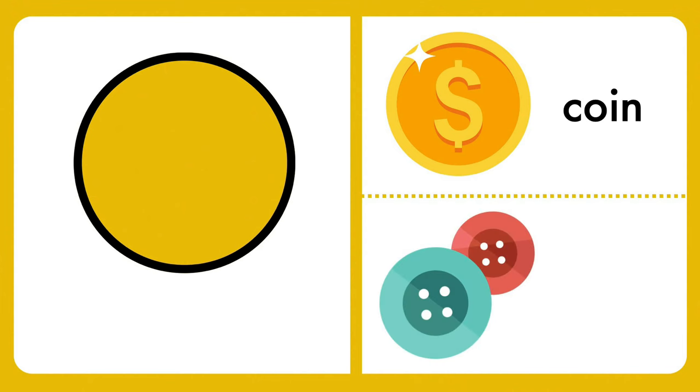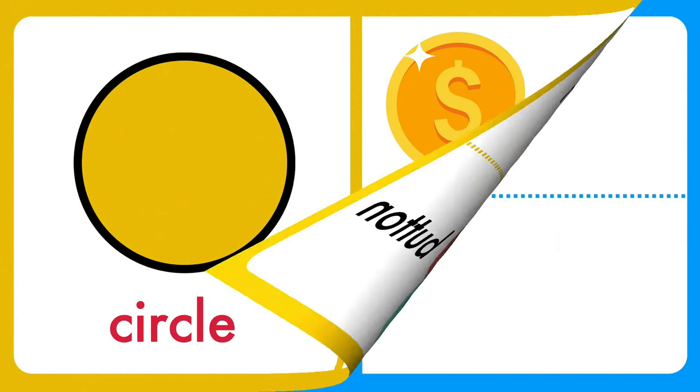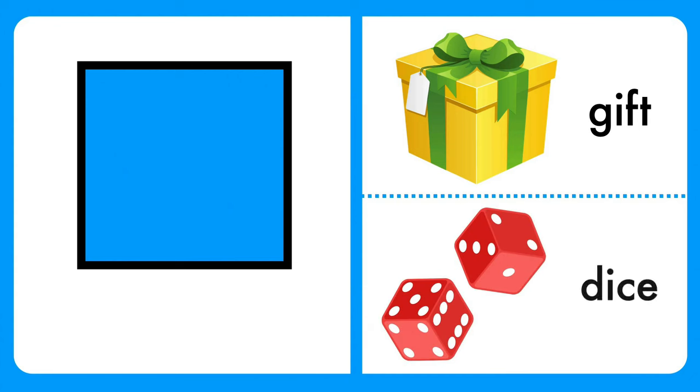Now let's look at things and objects with different shapes. Circle, circle. Coin, circle. Button, button. What shapes are these? Circle, square. Gift, gift. Square. Dice, dice. What shapes are these? Square.